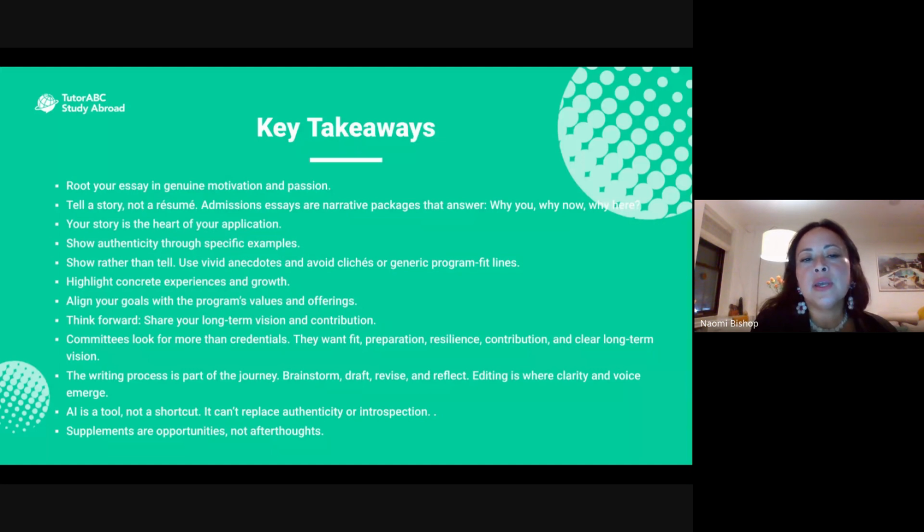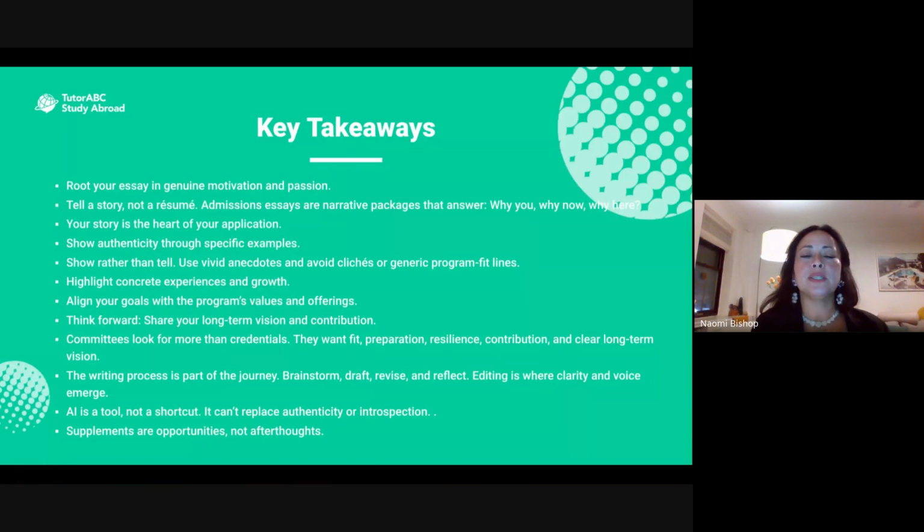Use vivid anecdotes and avoid cliches or generic program fit lines. Highlight concrete experiences and growth. Align your goals with the program's values and offerings. Think forward. Share your long-term vision and contribution. Committees look for more than credentials. They want fit, preparation, resilience, contribution, and clear long-term vision.